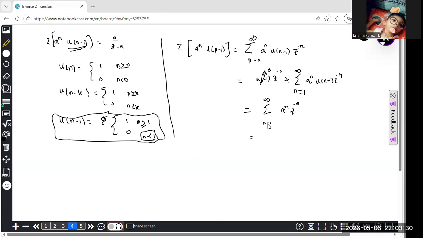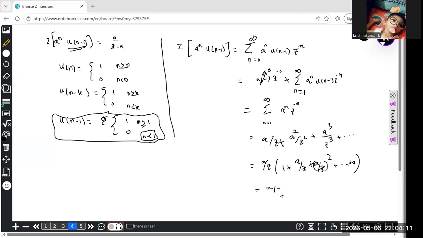Now you put n is equal to 1, then this becomes a by z. If n is equal to 2, then a square by z square will come. Next n is equal to 3, then a cube by z cube and so on. Here you take this a by z commonly outside. Then this becomes 1 plus a by z plus a by z whole square plus and so on, up to infinity. This is also important.